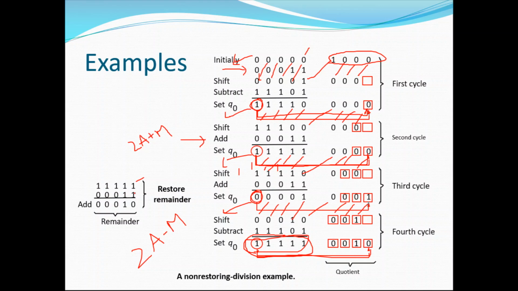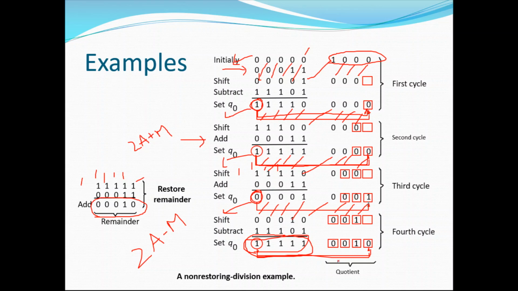What is m? 00011. Right. So 1 plus 1 is 0, carry 1. 1 plus 1 is 0, plus 1 is 1. So 1 and carry 1. 1 plus 1 is 0, so 0 carry 1, 1 plus 1 is 0, 0 carry 1, 1 plus 1 is 0, 0, and the last one ignore. Okay. So finally this will be the remainder.